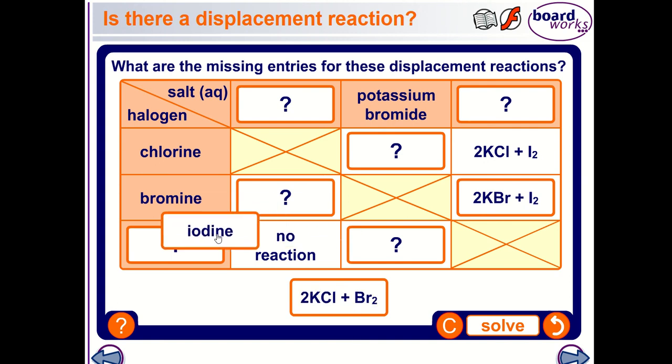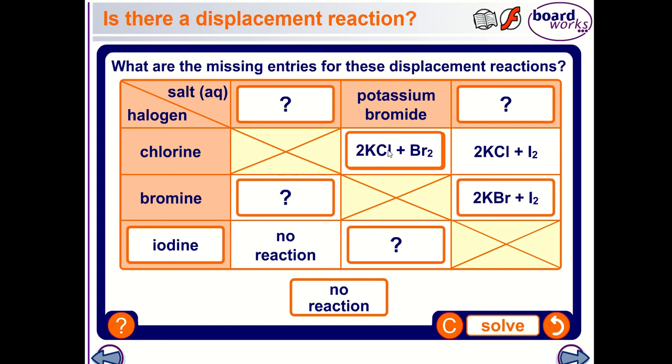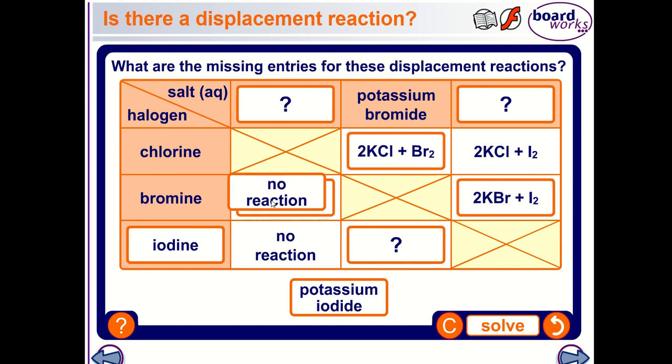Where is the iodine solution? Well, it should go down here under the chlorine and the bromine. Potassium chloride and the bromine, where would that be made? Well, that's up here where the chlorine is displacing the bromine. No reaction, where would we get no reaction? Well, there's a few places. Iodine will not displace any, so I can put no reaction in there.